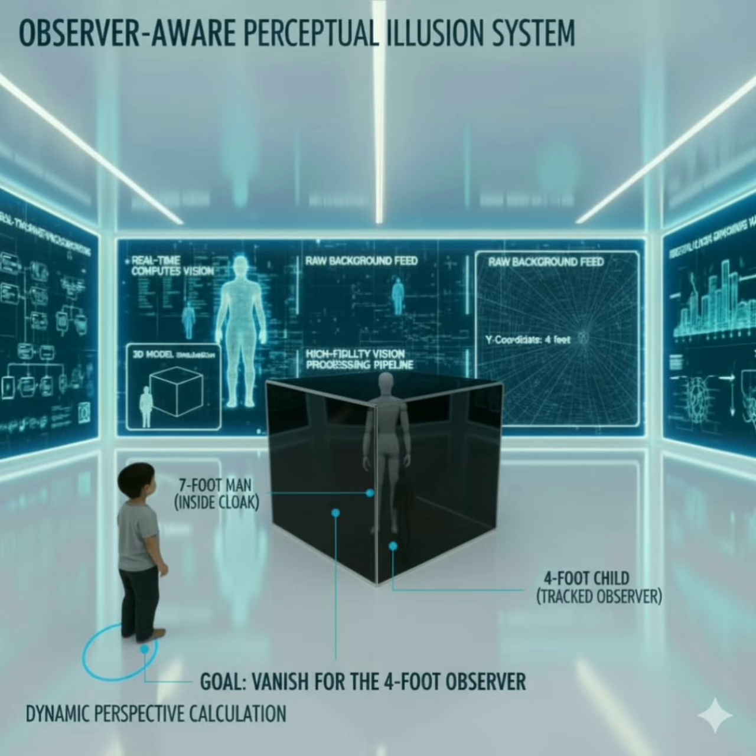This image perfectly summarizes our scenario 1 setup. Inside the cloak, there is a 7-foot man. Outside, we have the 4-foot child, the tracked observer. And our goal is crystal clear: vanish for the 4-foot observer. We want this device, along with the 7-foot dummy, to completely vanish or become invisible from the 4-foot child's perspective.